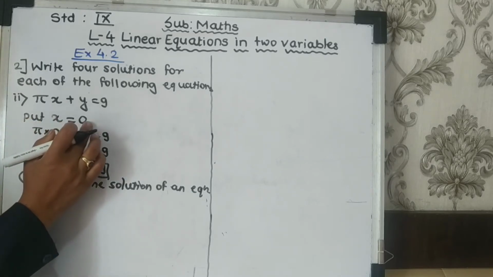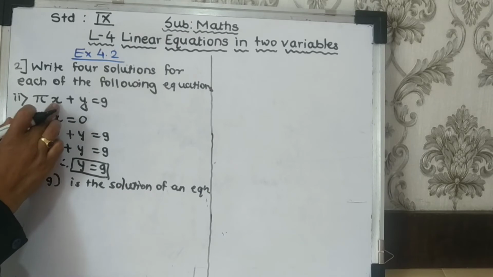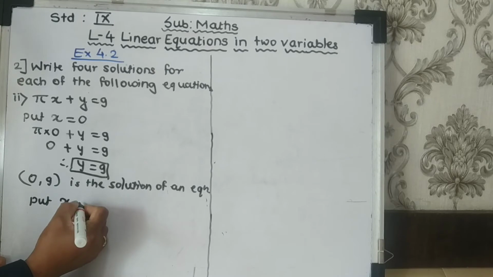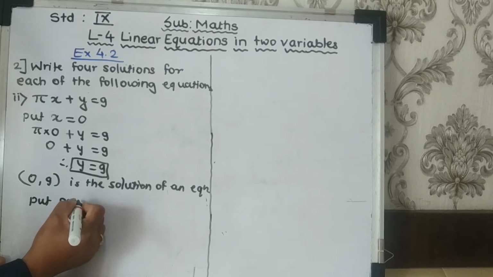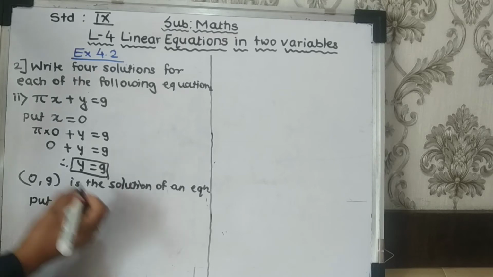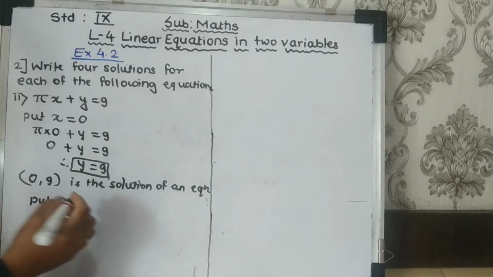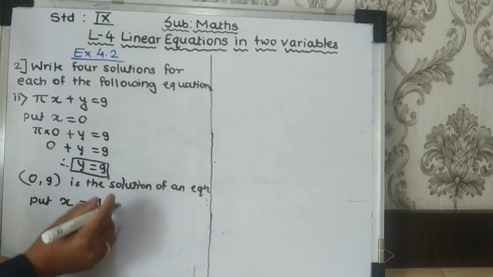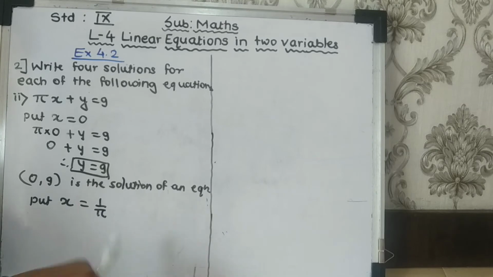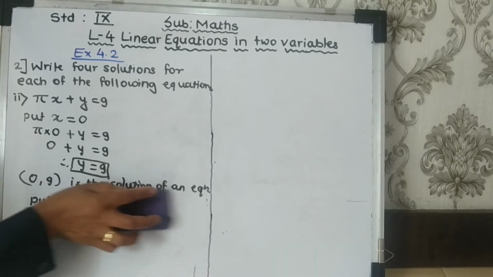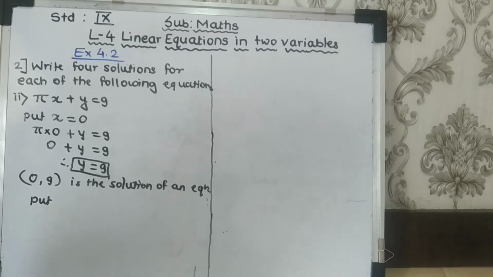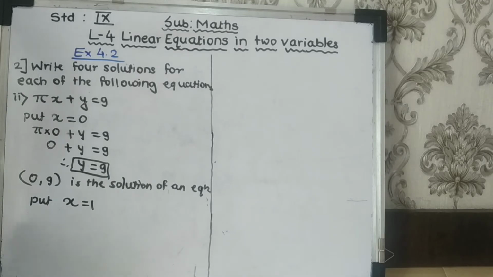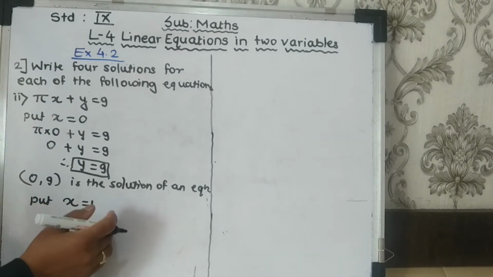Now we took x equal to 0. Now you can put x equal to 1 by pi, or simply you can just take x equal to 1. We will start with 0, 1, minus 1, 2, minus 2, likewise we can take. So x is equal to 1.